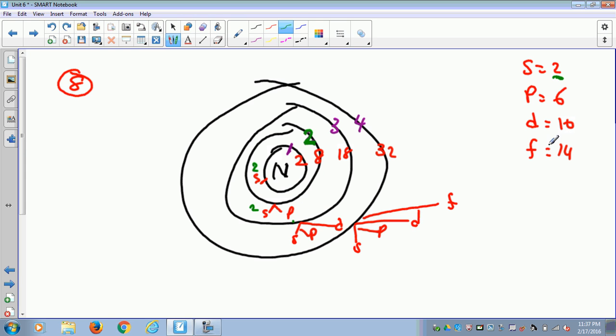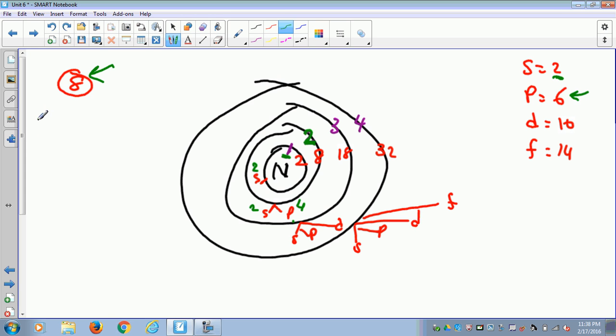P can take up to 6, but I have only 4 left because I have a total of 8, and 2 and 2 is 4 already. So I'm going to put 4 in here, and that gives me a total of 8 electrons. So how am I going to write this?